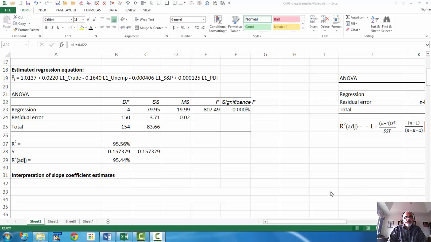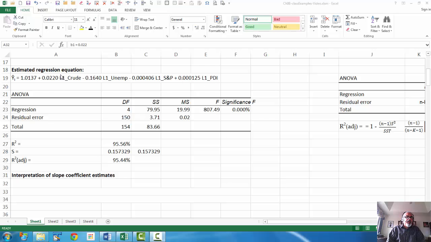Now in this video, let us look at how to interpret the coefficients. So y hat here is our estimated price of unleaded gasoline. Now b sub 0 usually does not have a good interpretation, so we leave that out. So b sub 1 is the slope coefficient associated with the crude oil price per barrel, 1 month lagged. And this is unemployment, this is the S&P, and this is personal disposable income.